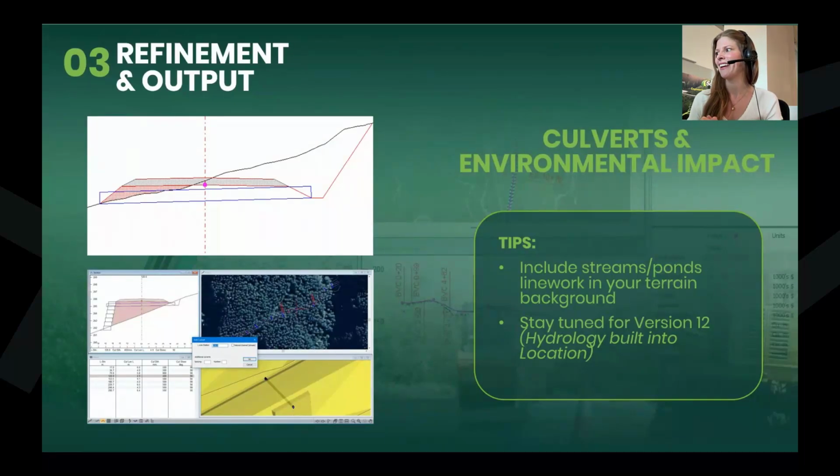We're actually embedding all of the hydrology tools live into the location module so that when you do your road design, you can rerun your streams and ponds tool and start to better understand the impact that your road is having on adjusting those natural drainage patterns. So we're going to talk a little bit about the culvert side of things here and hydrology impact. And then lastly is output.